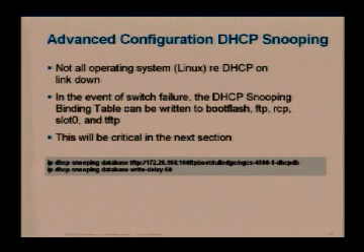Not all operating systems refresh DHCP on link down. In the event of switch failure, the DHCP binding can be written to boot flash. So some switches don't keep this DHCP binding table during the refresh or power cycle. So you can always write it to boot flash or write it to an FTP server, because, as I told you, if there is no information in the binding table, that means no traffic can pass, because it's as if it's a null binding table. Okay? So we must make sure that the binding table is preserved.